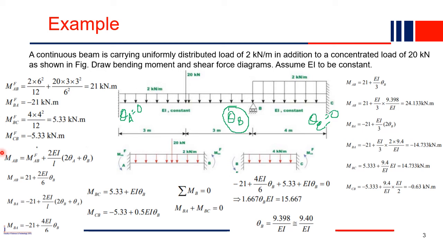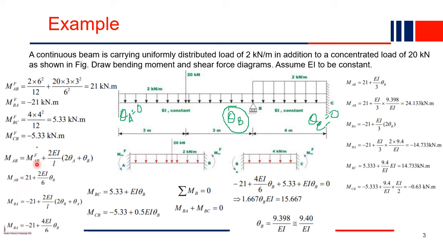So let's write our slope deflection equation. In the last slide we derived this equation: MAB equals the fixed end moment of AB plus 2EI by L into (2 theta A plus theta B), that is, 2 times near end plus far end. Now theta A value is 0, we already know that, so simply substitute theta A equal to 0. Now what will you get?